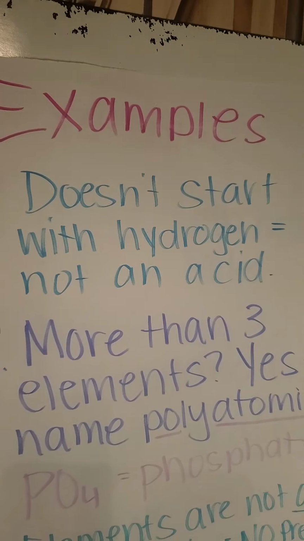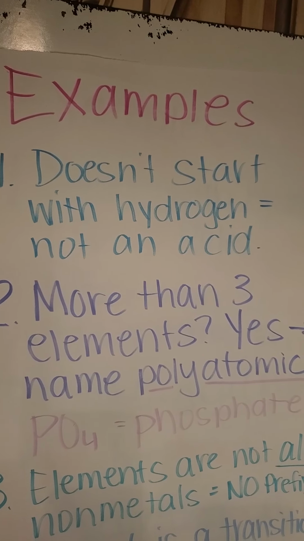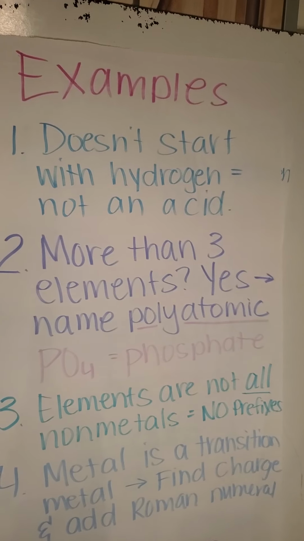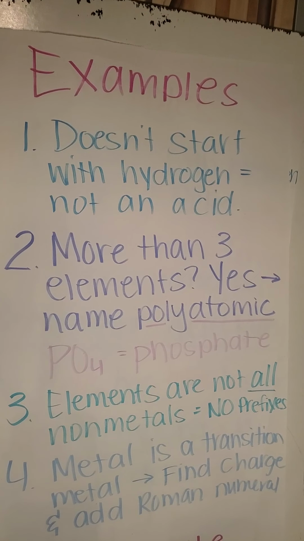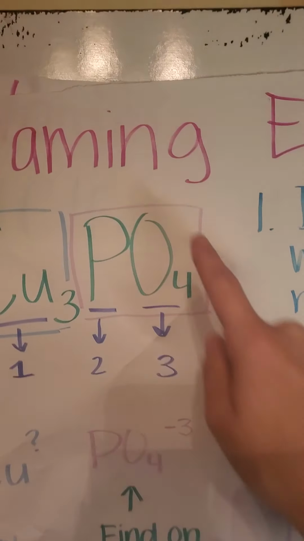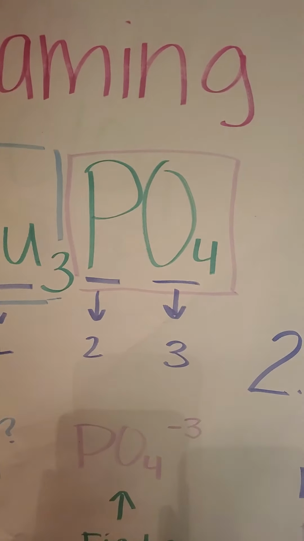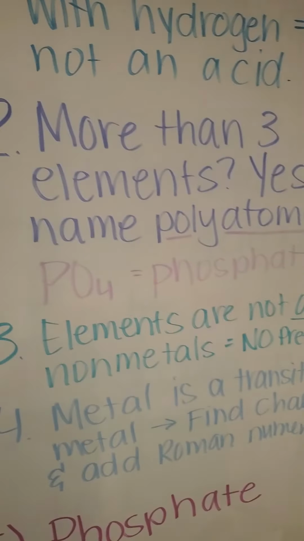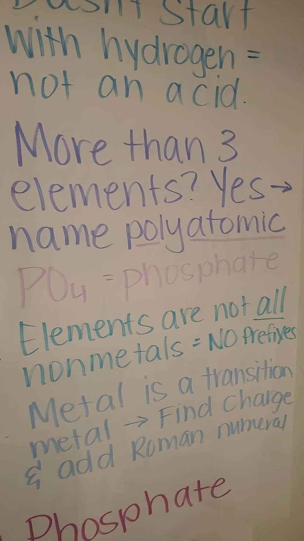So, first question always, does it start with hydrogen? No, it does not. So it's not an acid. This time, though, we have more than 3 elements. So we have a polyatomic, which we said was this PO4 right here. That's a group. It acts like one thing. Okay, so we're going to look at our chart and we're going to find out that the name is phosphate.